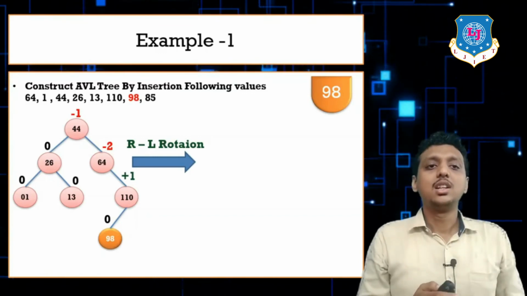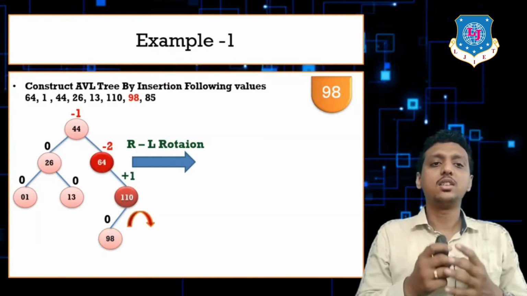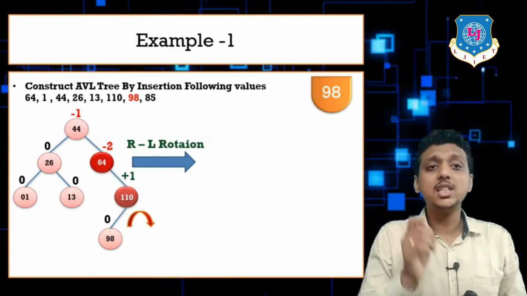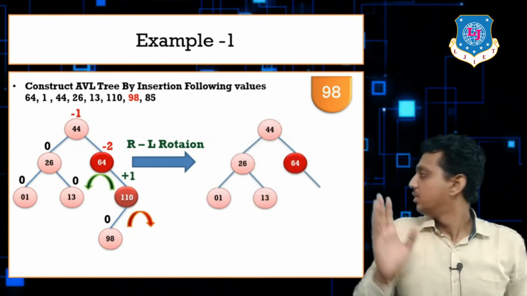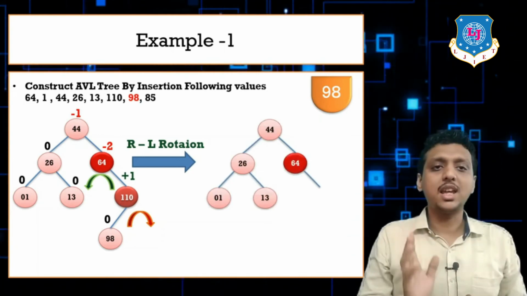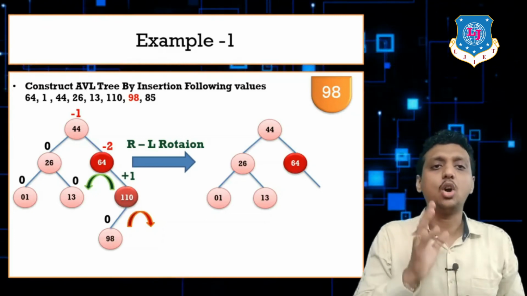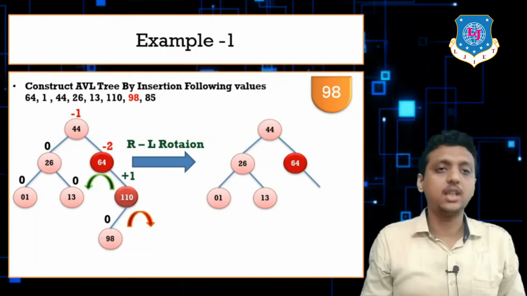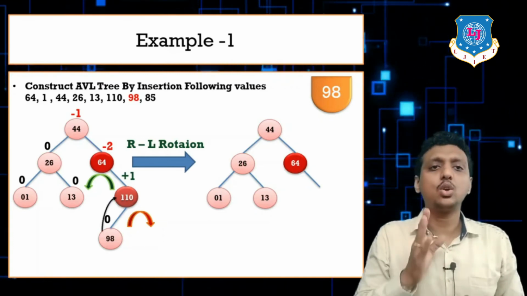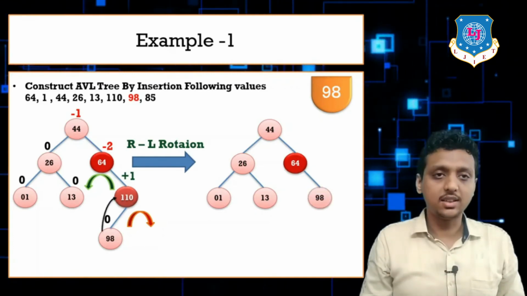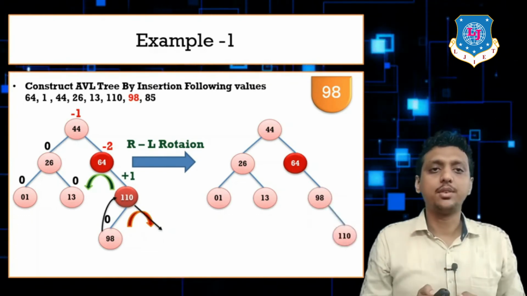Okay, so let's start with the first, the right rotation, on the node 110. So here it is. Let's start. 44, 26, 64 become as they are. 01 also becomes as it is. Now the change will come on 110 and 98. So students, 98 will take the place of 110 and 110 goes on the right side of 98. Fine. So that is our first rotation.